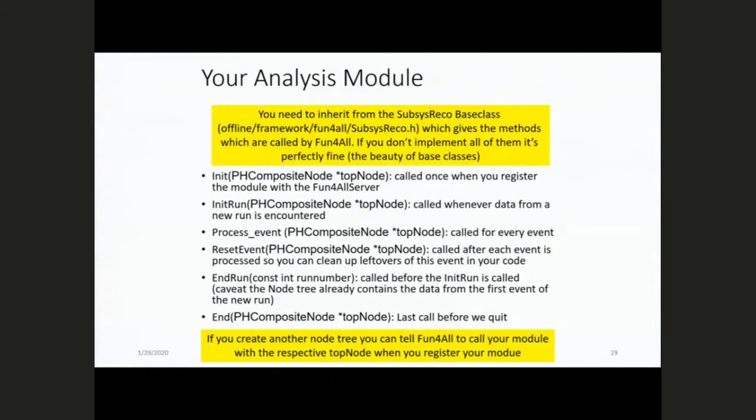Then we have an init run method. This comes more from raw data reconstruction, where you have the concept of run numbers, which means that for different runs you need different calibrations. So you want the module to be called to load up-to-date calibrations when the run number is known. For simulations, that's not really relevant. Process event, guess what this does? It gets called for every event, and the node tree comes as an argument, the top node, so you can navigate the node tree and pick out whatever object you want. Reset event is called after process event has been called for every module.